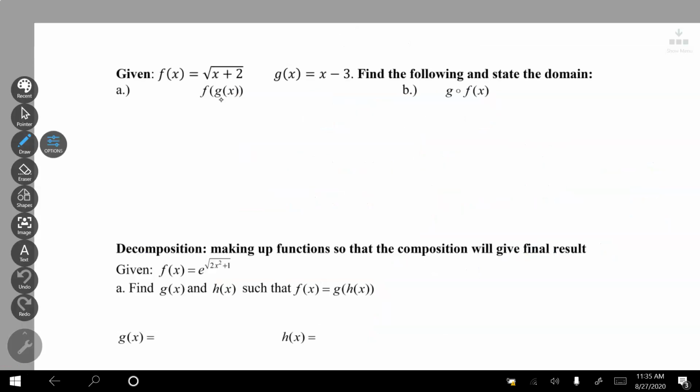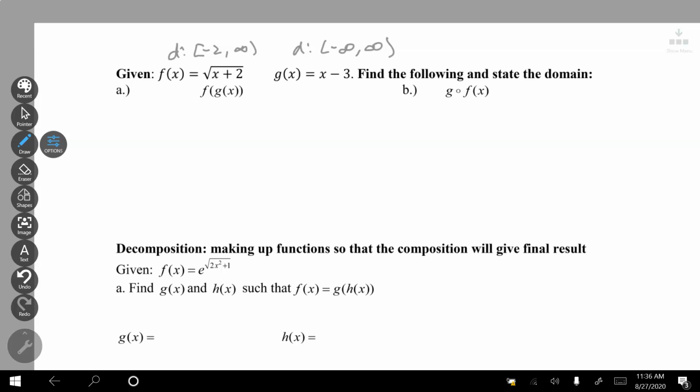Okay, those examples were with numbers and functions. Let's see it when we're just plugging functions into a function. So we have two functions. This domain we did earlier, negative 2 to infinity, and this domain we did earlier, there are no restrictions, all real numbers.